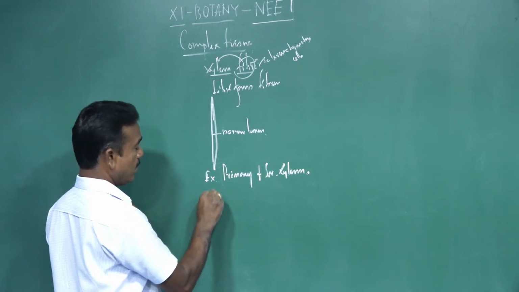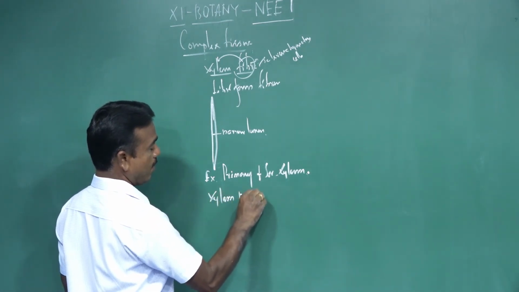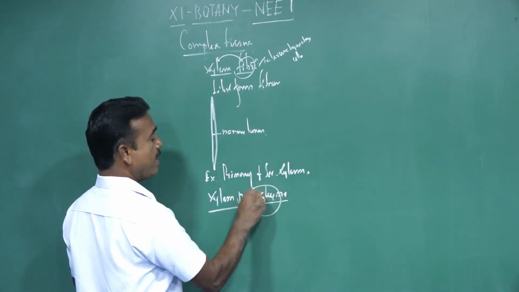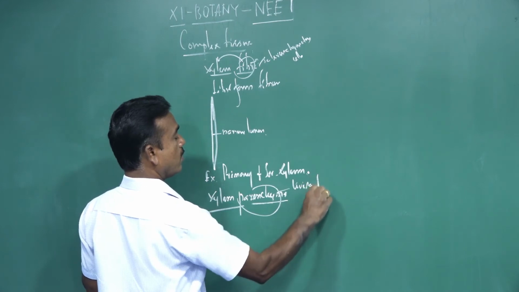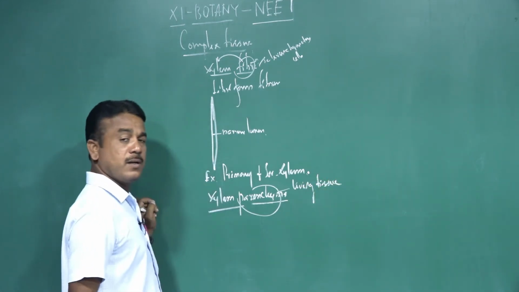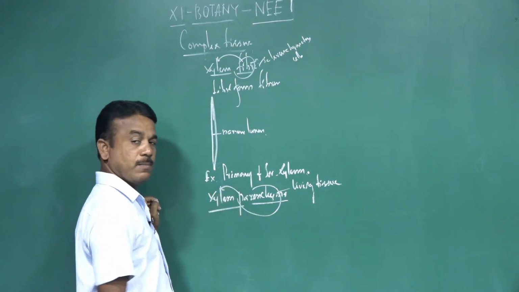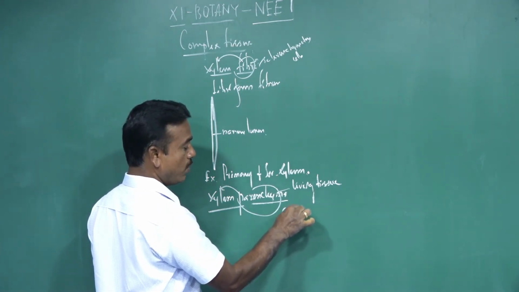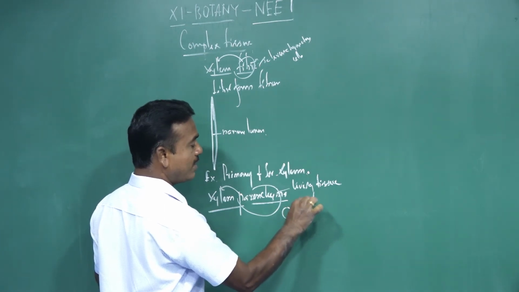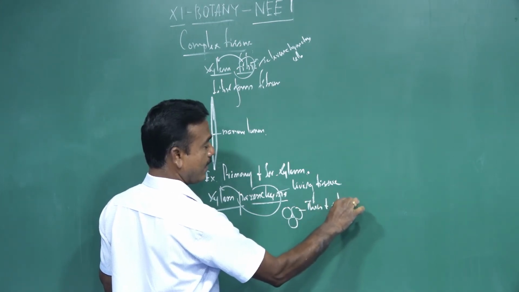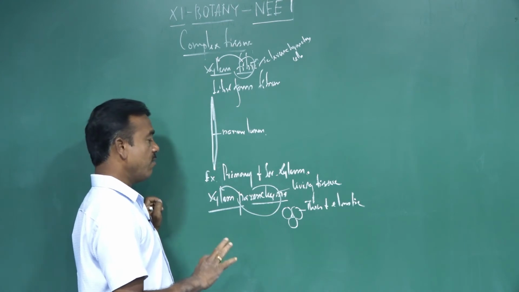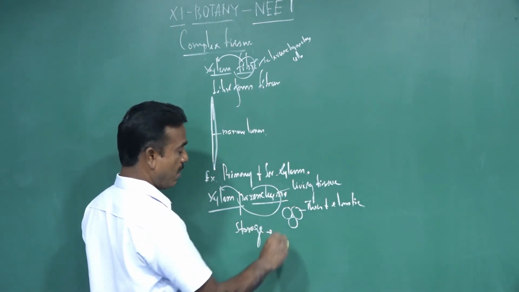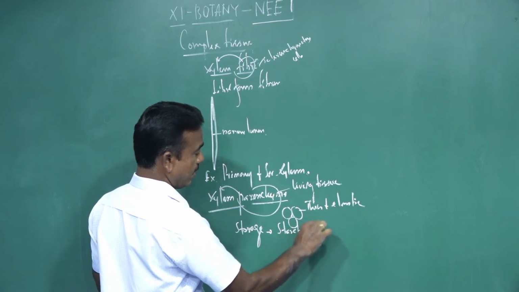The last one is xylem parenchyma. What is the definition? Parenchyma cell is a living tissue associated with the xylem. As a characteristic feature, the cell wall is thin and elastic. The main function of xylem parenchyma is storage. It can store reserve food in the form of starch and fat.